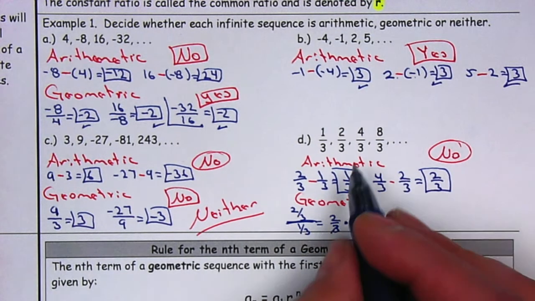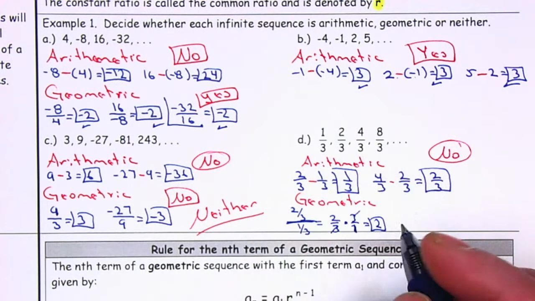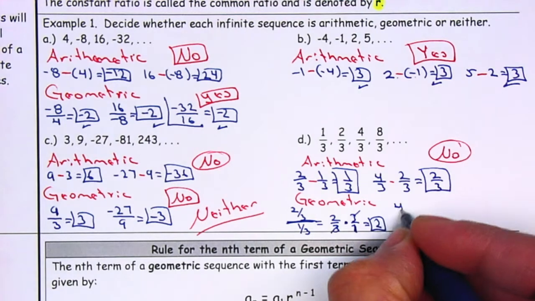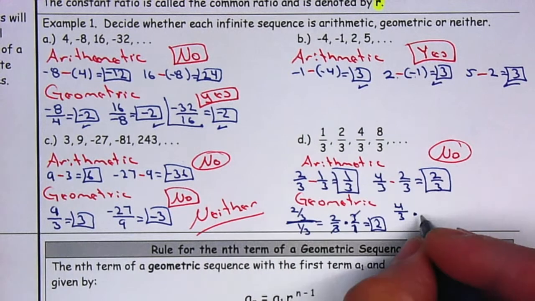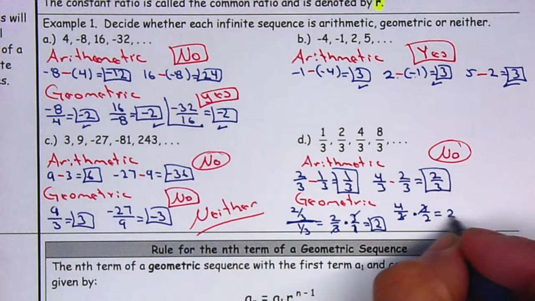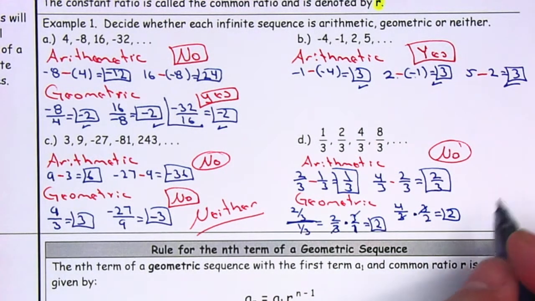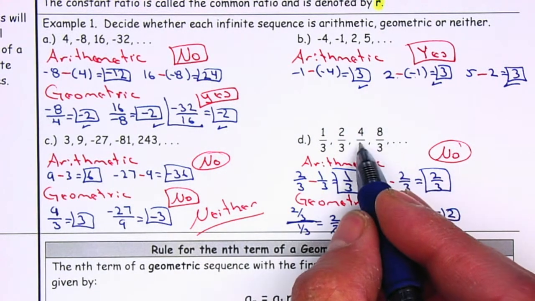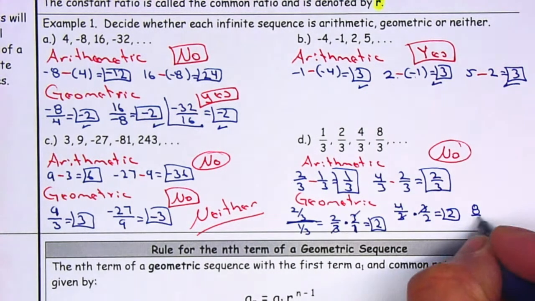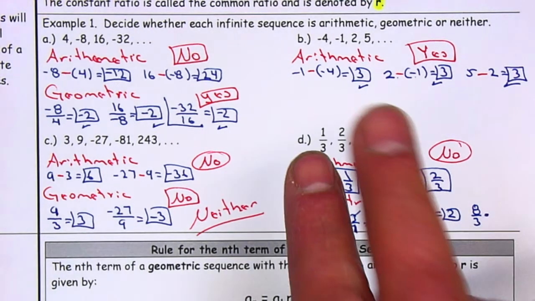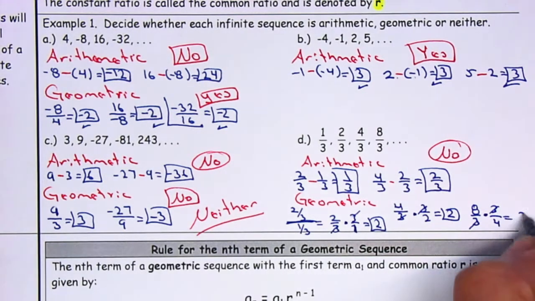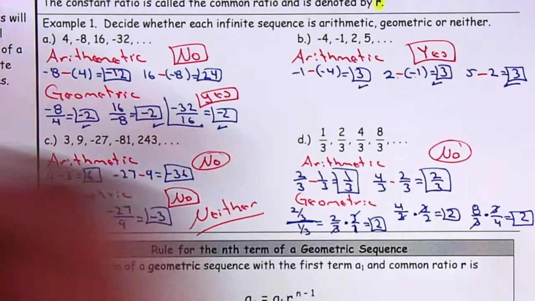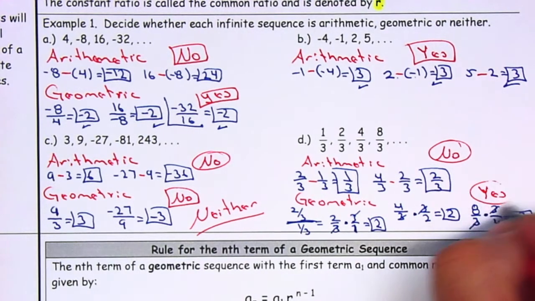I'm going to take the ratio of the third one divided by the second one. I'm going to take the third one, and let me change it to multiplication. I'm going to multiply by the second one, so I'm going to take the reciprocal, so it'll be 3/2. The 3's cancel, so it gives me 4/2, which is 2. And let's do the last one. We're going to take the fourth fraction divided by the third. That'll be 8/3, and I'm going to take the reciprocal, so that'll be 3/4. The 3's cancel, and that'll give me 2. So if you notice, the ratio remains the same. So this is geometric as well.